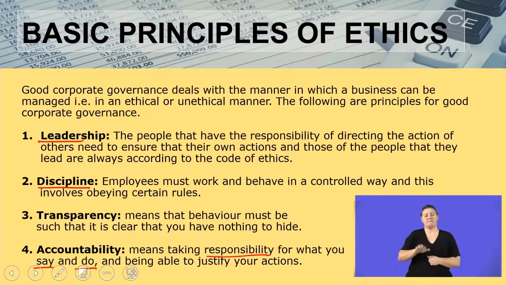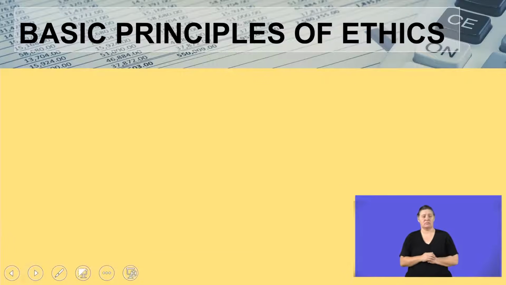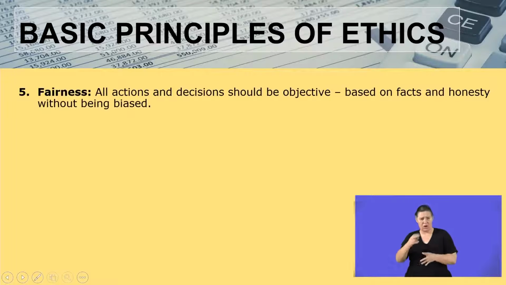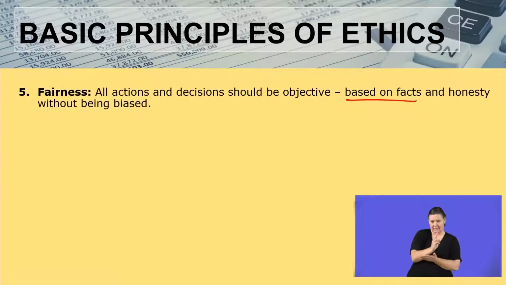Let's quickly go to number 5. Here's my number 5. Fairness. All actions and decisions should be objective. That is, they should be based on facts and honesty without being biased. When you deal with a situation, it has to be fair.